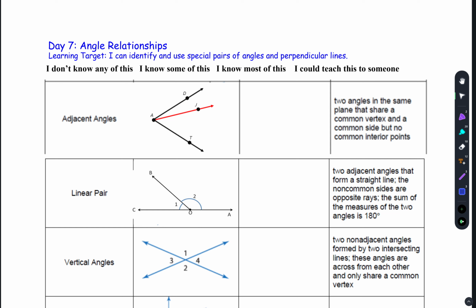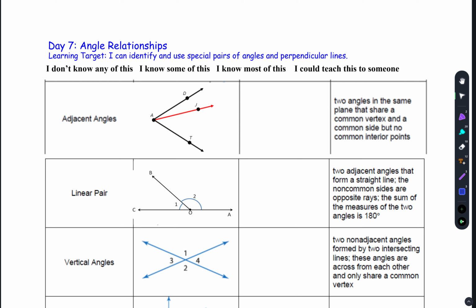All right, so today's lesson, angle relationships, is kind of a continuation of what we did yesterday with angle measure. We're just going to add on some more angle vocab. We're using basically the same notation that we did yesterday, so let's just keep up with that.